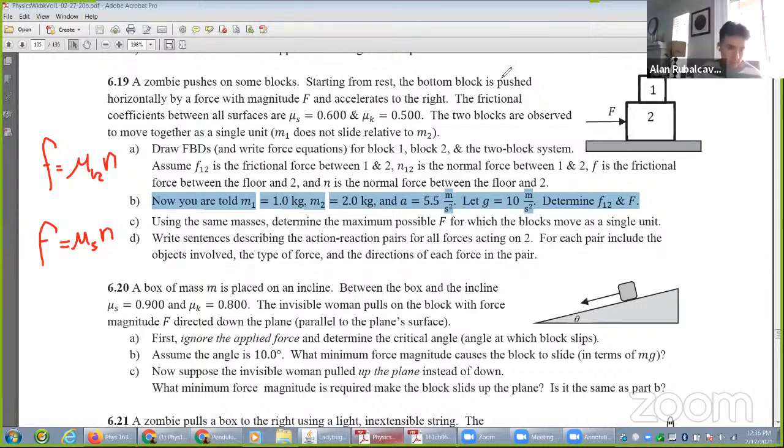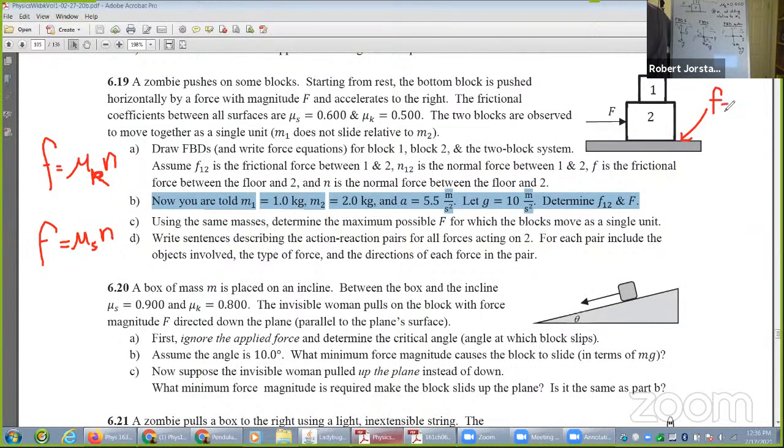Kinetic. Okay, for which surface? Surface 2 on the ground. That's right. So down here, we would use F equals mu kinetic times the normal force. Excellent. All right. What about between the two blocks?